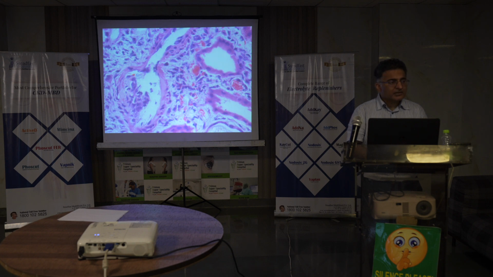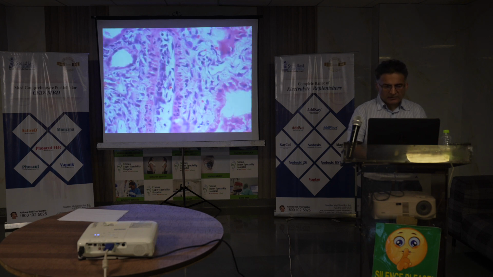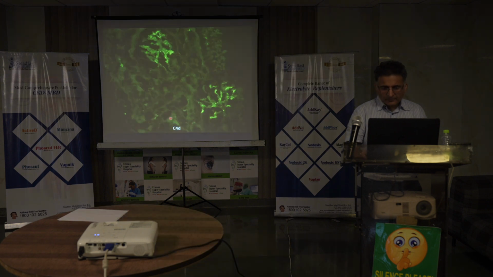And the vessel was showing evidence of endotheliitis or intimal arteritis. There were two vessels which were showing evidence of endotheliitis. So, now look at this vessel. This is involving more than 25% of the luminal surface. So, it becomes a 2B kind of a thing. C4D again was negative.